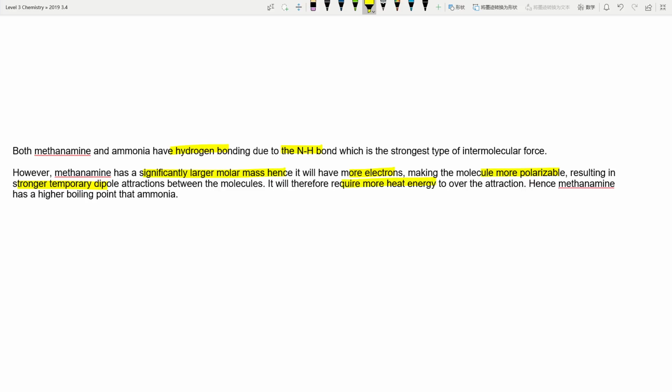Okay, what more polarizable just means is that more electrons means you can have a larger discrepancy between the number of electrons on the left and the right. If you go back to the examples I gave you before, it just means that the more electrons there are, the stronger the dipoles will be. So it makes it easier to be polarized.